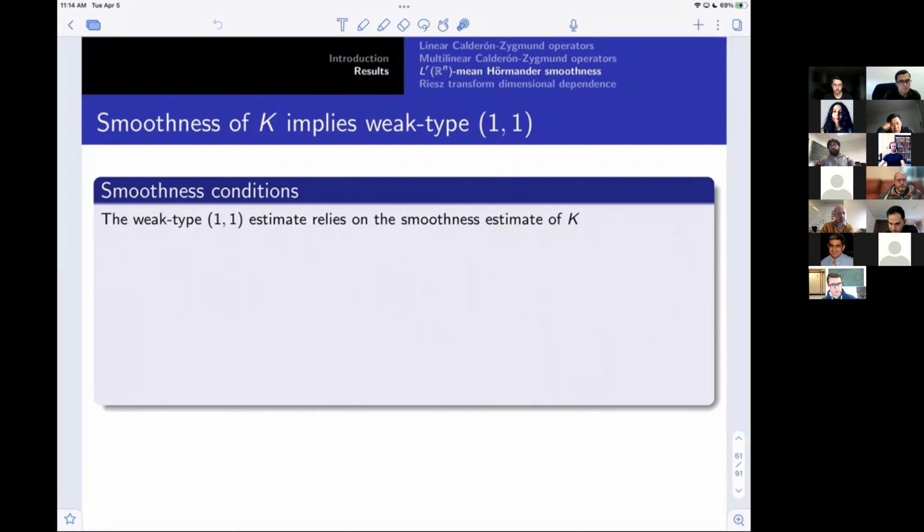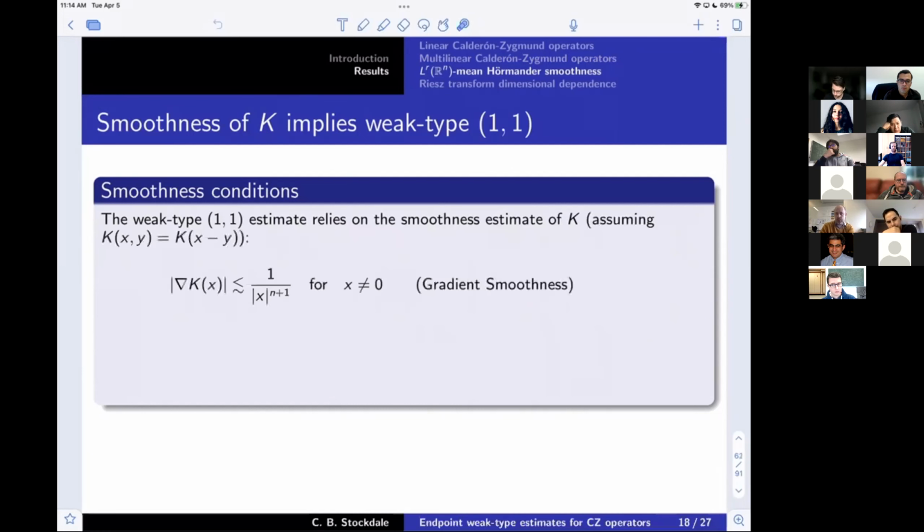So the question is, how much smoothness do we need on the kernel? Typically, a strong version, and we're just going to be talking about the convolution case just so the formulas will look a little bit nicer, is that maybe your function K is differentiable. You can actually take the gradient, and the gradient would be less than or equal to 1 over |x| to the, say, n plus 1, so some power bigger than n. So that's a stronger version.